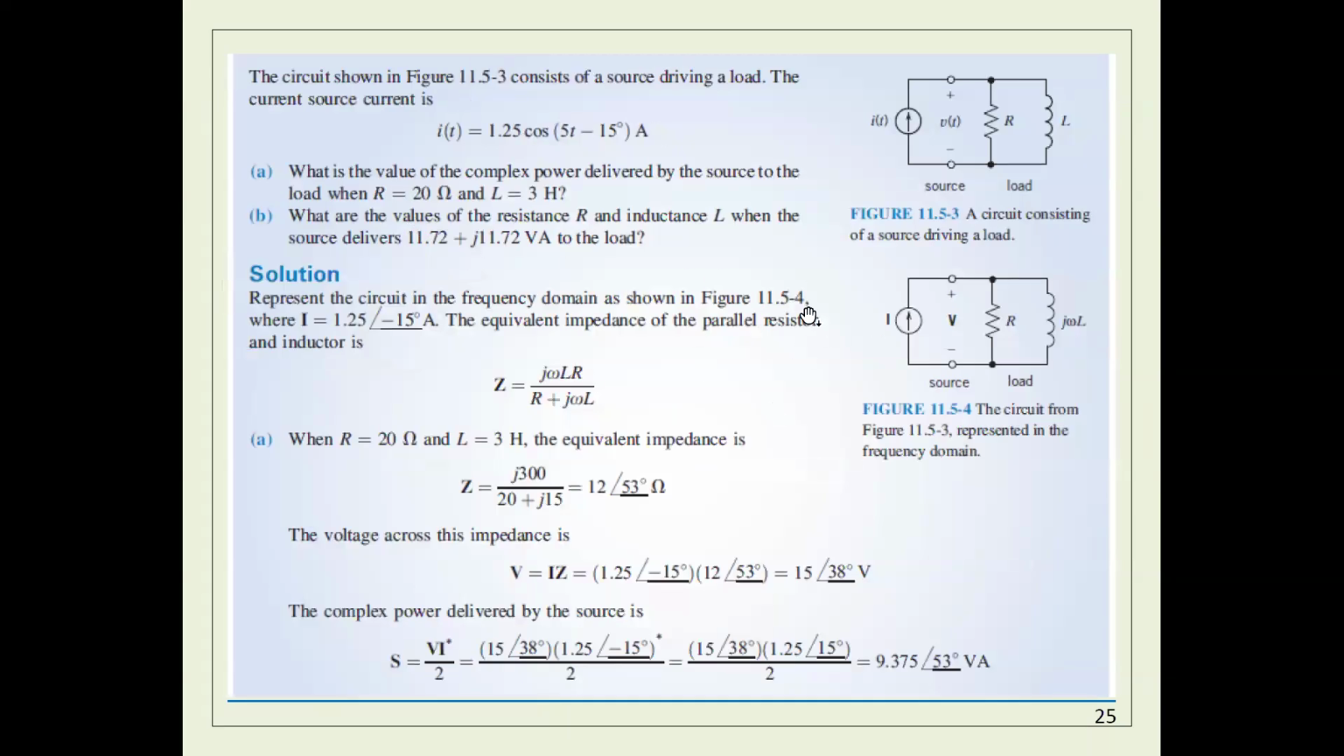Let's see some more examples. In this example, I have a resistance R in parallel to L. Here I give you the total current I, and also I give you R and L. Then I ask you, what is the value of the complex power delivered by the source? So I want to know what is the power delivered by the source.